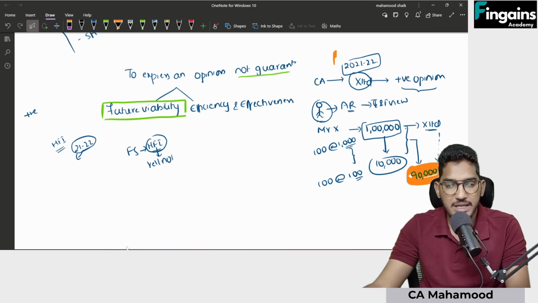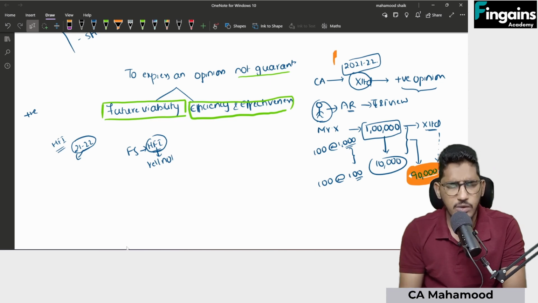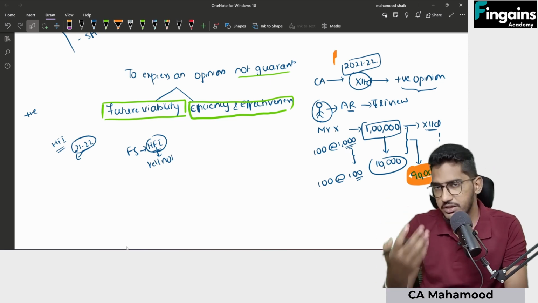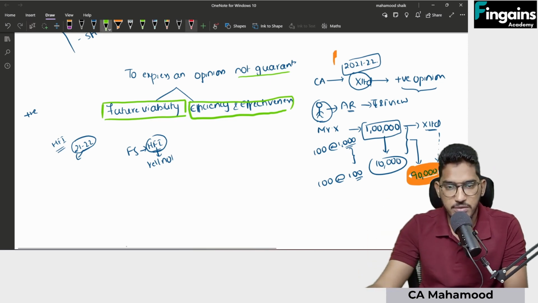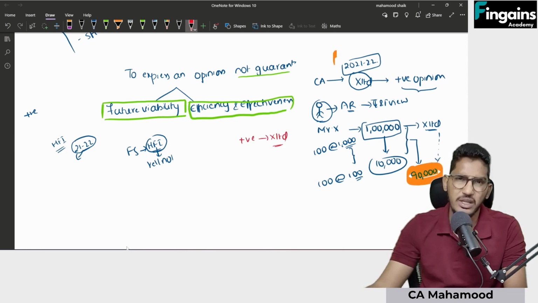Similarly, whatever opinion is expressed by the auditor can't be taken as a guarantee regarding the efficiency and effectiveness of the management. Now, what does that mean? Let me explain this also with the help of an example. Assume I have given a positive opinion on the company X Limited. Does that mean I am giving a conduct certificate for the management?